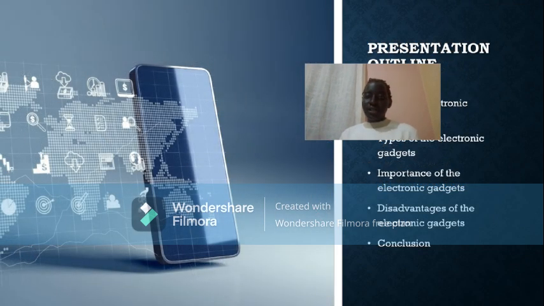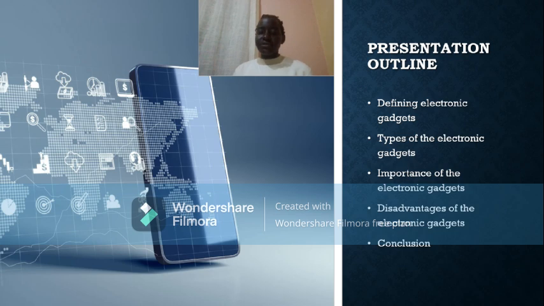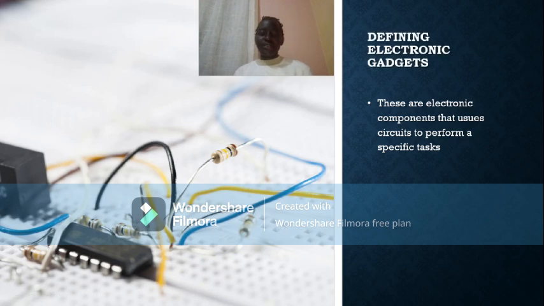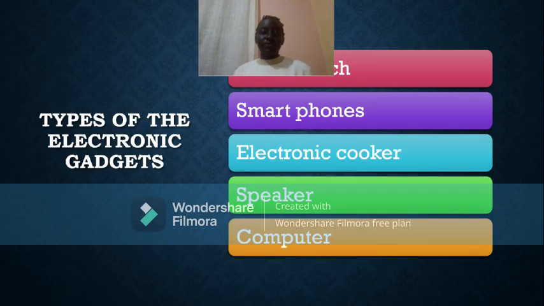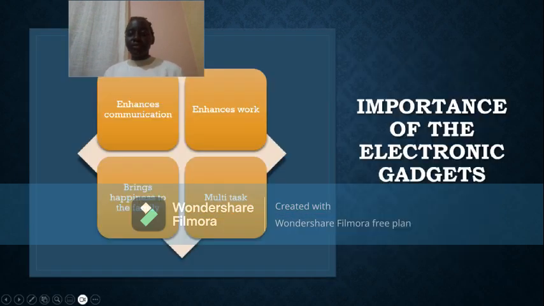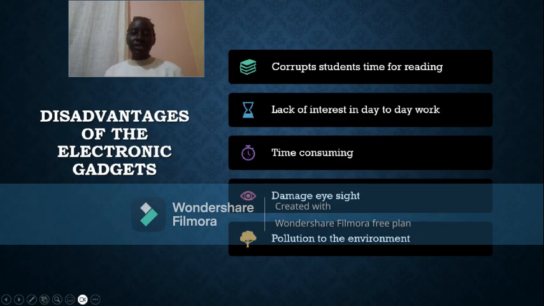Presentation outline. We have defining electronic gadgets, with some illustrations in the background. Types of electronic gadgets. Importance of electronic gadgets: enhancing communication, enhancing work, bringing happiness to the family. It is multitasking. All this you explain to your audience.